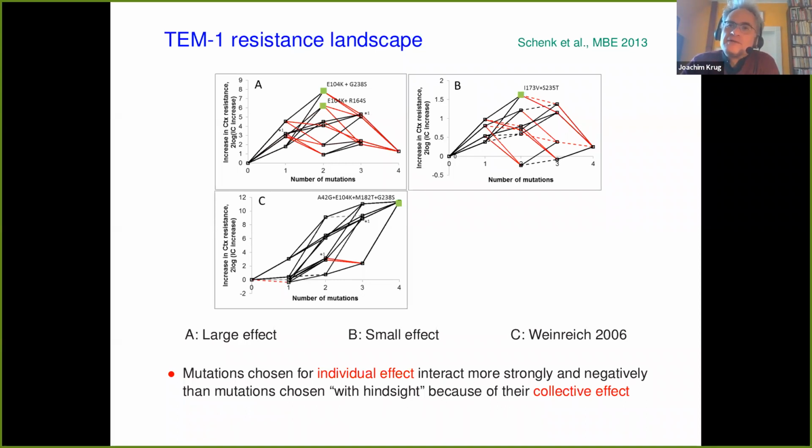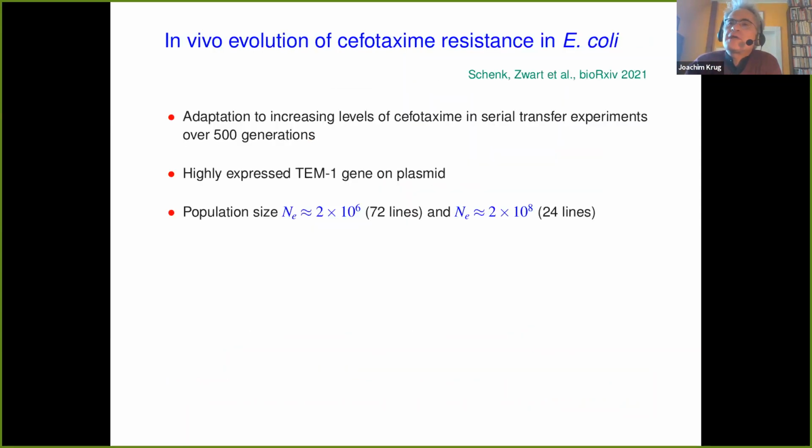So the more recent project that I want to describe to you was an attempt to look at this problem of beta-lactam resistance evolution on a larger scale. These were experiments started by Martin Schrenk, a postdoc in Arjan's lab, quite some time ago. Here the idea was to look at cefotaxime resistance in E. coli in vivo, that is, in real-life evolution experiments with E. coli, okay? And these were bacteria that had the TEM1 gene.